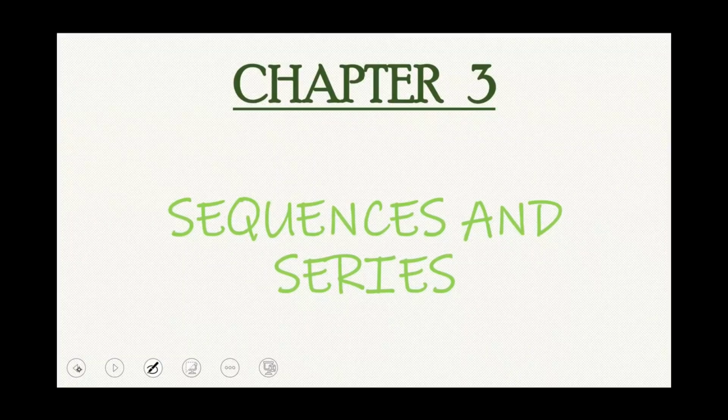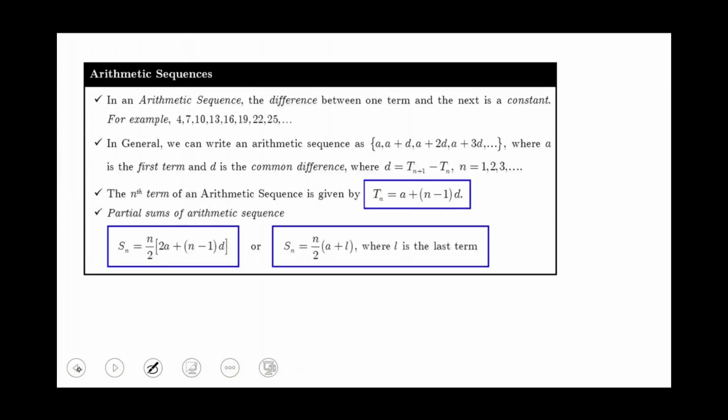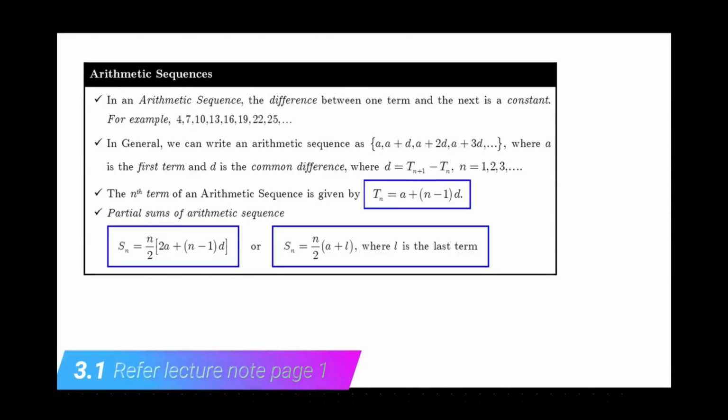So let us go to 3.1, arithmetic sequences. Note that I will use AS to represent arithmetic sequences throughout the video. So in an arithmetic sequence, the difference between one term and the next is a constant. In our example here, we have an ascending order of AS with 4, 7, 10, 13, and so on. As you can see in this sequence, the common difference between all the terms is 3.